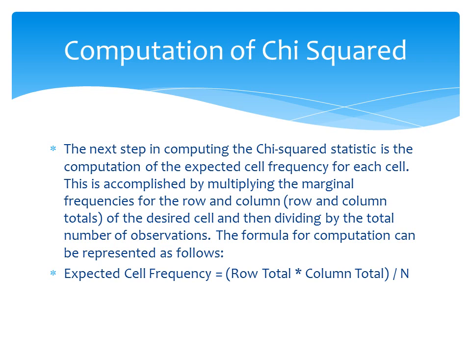The next step of computation of chi-squared is computation of the expected cell frequency for each cell. This is accomplished by multiplying the marginal frequencies for the row and the column, so that's row and column totals, of the desired cell, and then dividing by the number of observations. So the formula for computation can be represented as expected cell frequency is equal to row total times column total divided by the total number. And in this case, remember, we have a total number of 30.